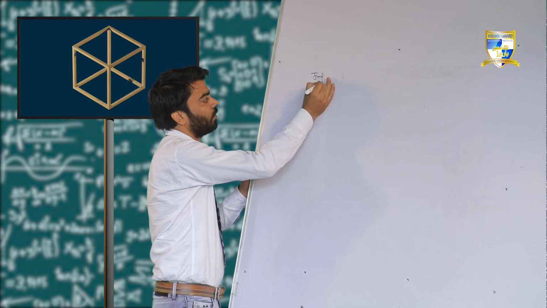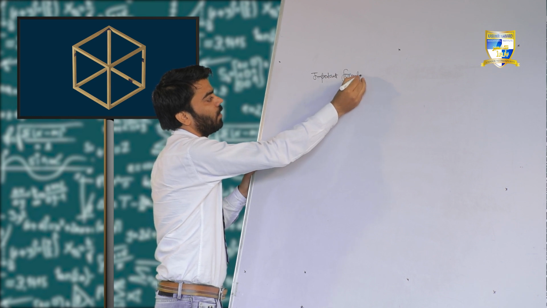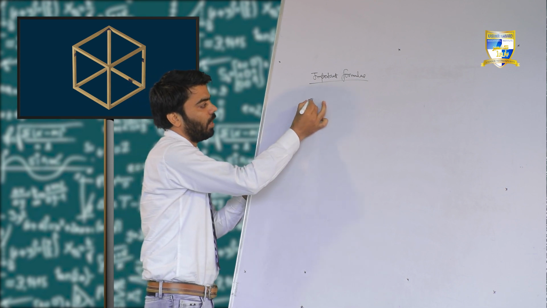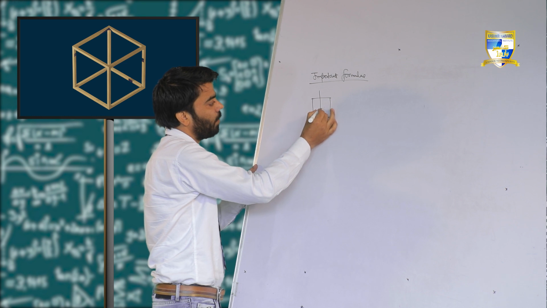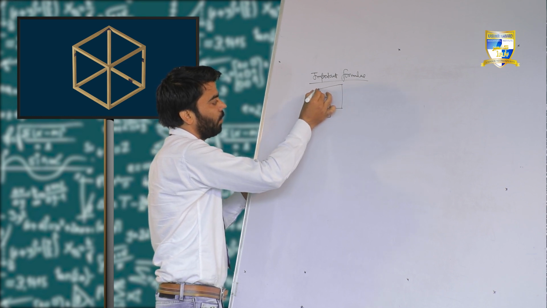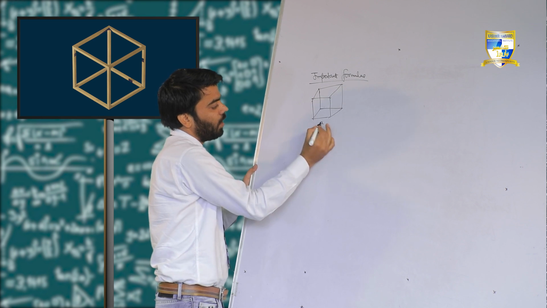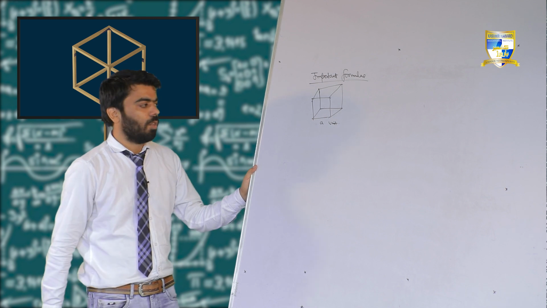So let us discuss the formulas starting with cube. Important formulas, or we can say formulae. The first figure is cube. As we discussed it earlier, cube is a special type of square prism. This is cube, right? Let its side be equal to A units. Am I clear?